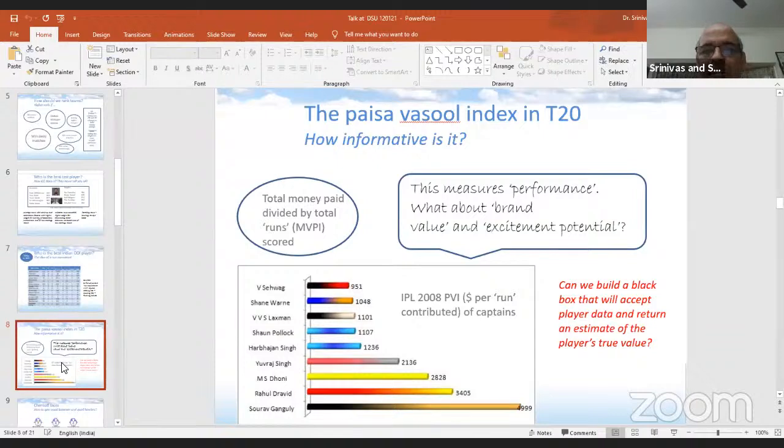So the paisa vasool index in some sense is, the numerator is the money paid. And if it's midway, I can calculate it at any point. After 7 matches, out of 14, I paid him half of the money. You should assume that I paid him half of the money, and he's delivered half of the performance, that of the total. So at any point, I can look at the ratio of how much cumulative money received divided by cumulative MVPI contributed. And that ratio gives you the paisa vasool index.